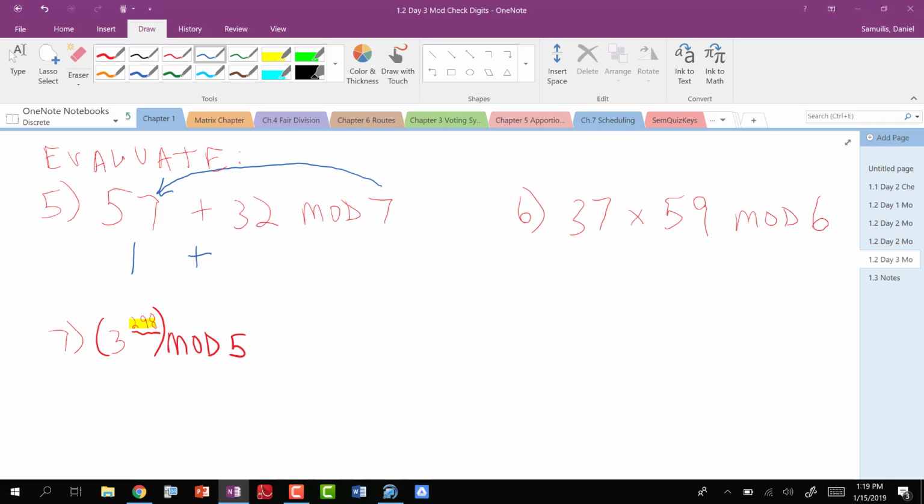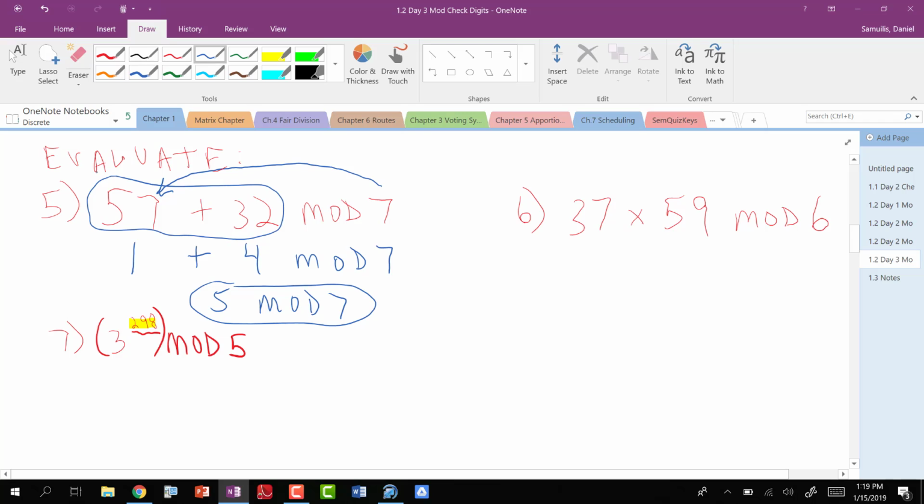And then 7 goes into 32 how many times? 4 times 7 is 28 with a remainder of what? 4. And then what you can do is add those two at the end because this is the sum of two numbers that you're modding. And that's it. If you went ahead and added these two numbers, you would get a number that has a remainder of 5 when you divide it by 7. So that's what it's saying.